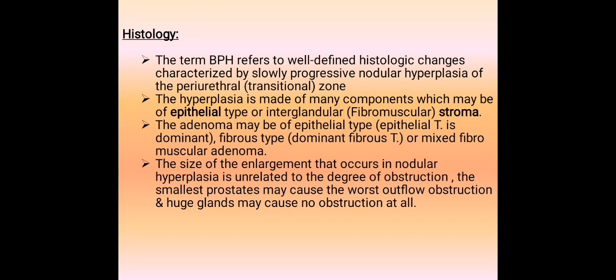The size of the enlargement that occurs in nodular hyperplasia is unrelated to the degree of obstruction. The smallest prostate may cause the worst outflow obstruction when it is fibrosed and embraces the outflow of urine. It can cause severe obstruction. On the other hand, a huge prostate may cause no obstructive symptoms if it expands to the outside.